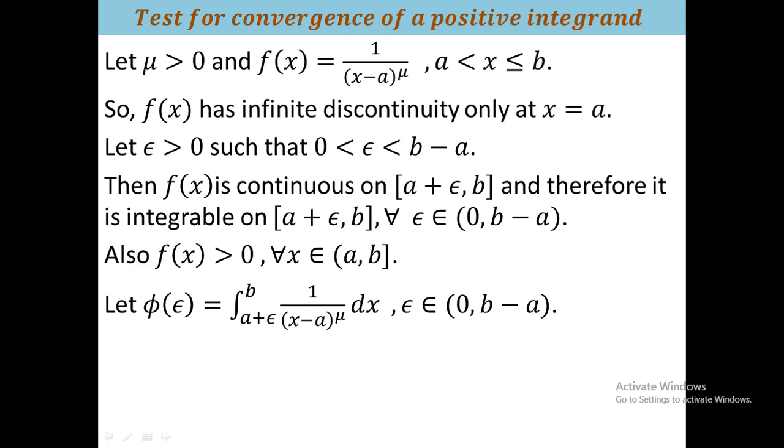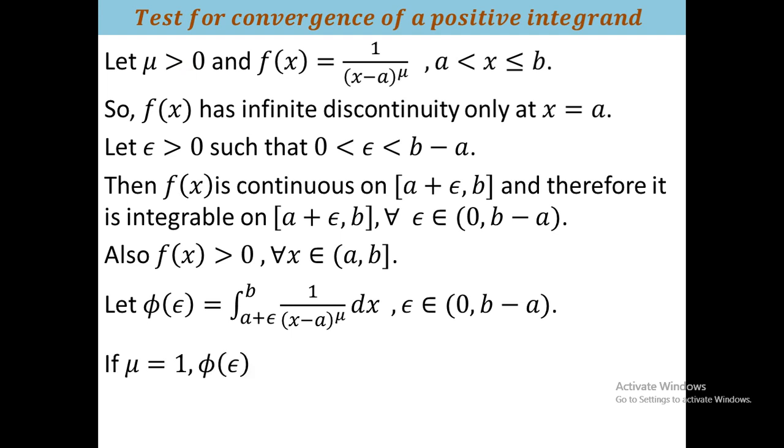Okay. Now we have to check the limiting value of phi of epsilon as epsilon tends to 0 plus. At first we break the condition, actually we divide the condition mu greater than 0 in two parts. At first we consider mu equal to 1 and then mu not equal to 1.